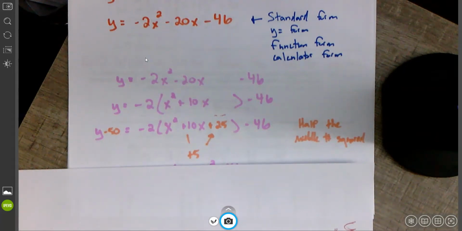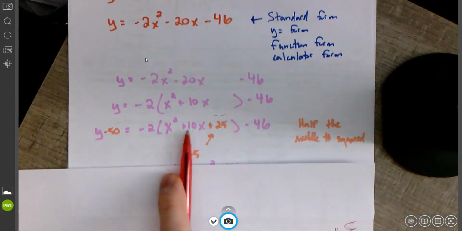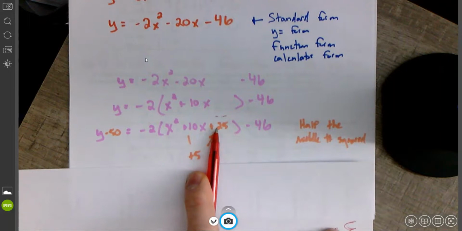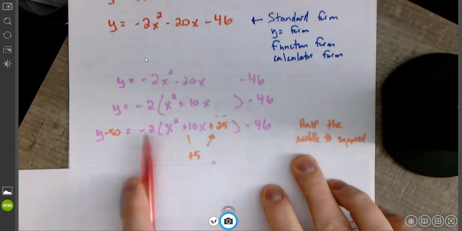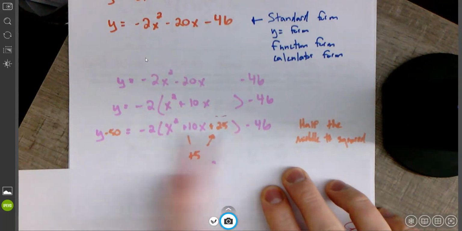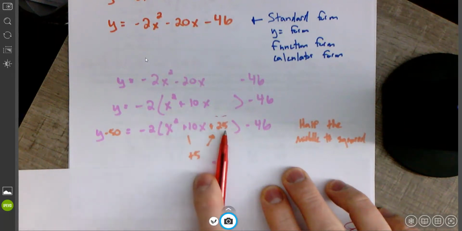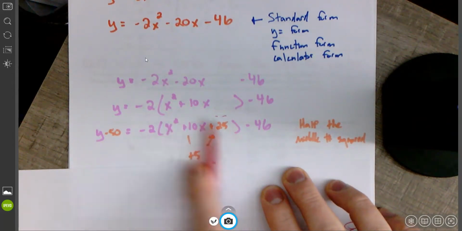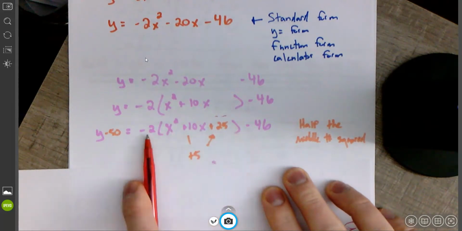Well, hopefully you picked up on it. If not, that's okay. This is one of those mistakes I was talking about that students make all the time on these problems. There are 2 spots where students will mess up. This is 100% one of them. We took half of the middle number, squared it, and put it inside here. But because of the distributive property, negative 2 times 25 is actually negative 50. So just by placing this 25 in here, I actually subtracted 50 from this side of the equal sign.